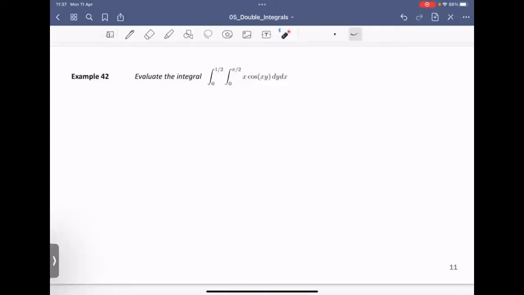Example 42, this is still a basic one. Evaluate the double integral of x cosine xy dy dx. This time I'm going to do dy first. So the yellow part here is what I integrate with respect to y first, and then I integrate with respect to x after.